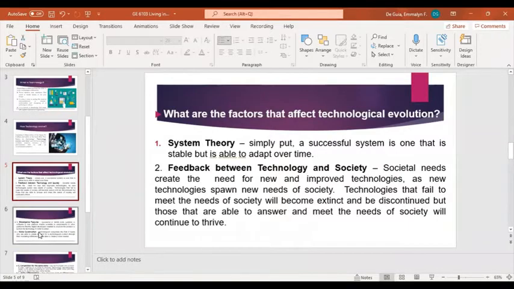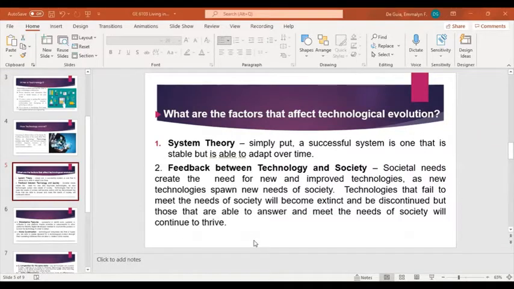Now, these are the factors that affect the technological evolution. So I will present 9 factors. The first one is systems theory. Simply put, a successful system is one that is stable but is able to adapt over time. Systems theory is an interdisciplinary study, so it's a multiple study. It involves a cycle of studies as they relate one system or one technology to another within a larger or more complex system. So here, there's a series or a cycle of studies.